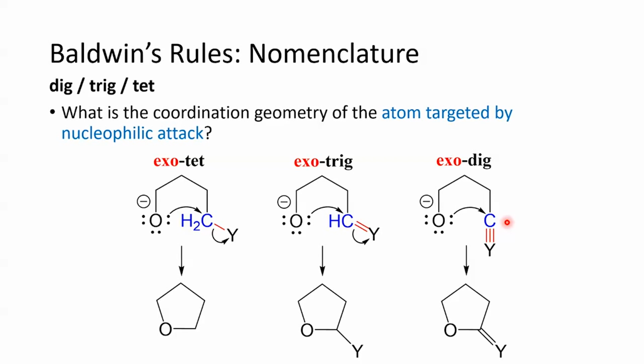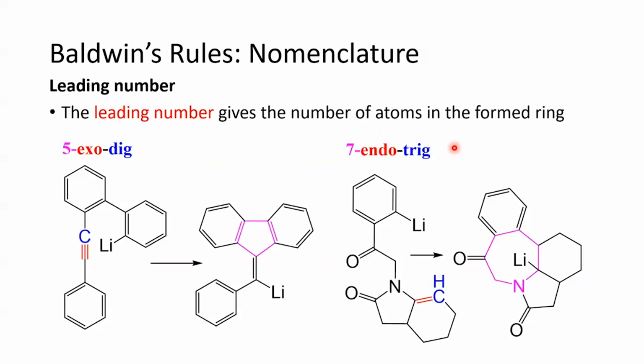Thinking very quickly about the previous slide, if we look at the bond that's actually breaking across all 3 examples, we see that it's situated outside of the ring being formed. So all of these are exo reactions, giving us our exotet, our exotrig, and our exodig. Now, the final part of the classification is you need to quantify the number of atoms within the ring being formed. So if we take a look at our first example, it's a 5-exo-dig reaction by Baldwin's rules.